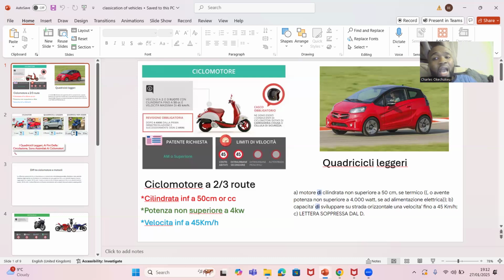Now, what do I mean? So in case I ask you a question tomorrow, either you tell me la cilindrata di un motore termico è inferiore a, or you tell me fino a. The two of them mean the same thing. Is it clear now? The key word here is that it is inferior to 50 cubic centimeters, the cylinder that contains the fuel.